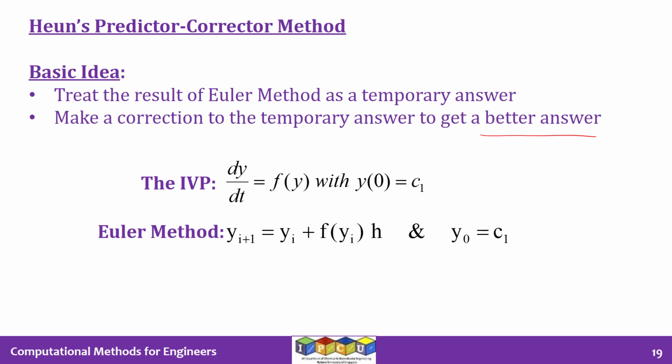This is the initial value problem, the ODE, and this is the initial condition. The value of y at t is equal to 0 is C1. And we know the Euler method is this. I'm looking at the Euler method based on forward difference approximation. So we get an explicit expression for it. So y_{i+1} is equal to y_i plus f(y_i) times h.